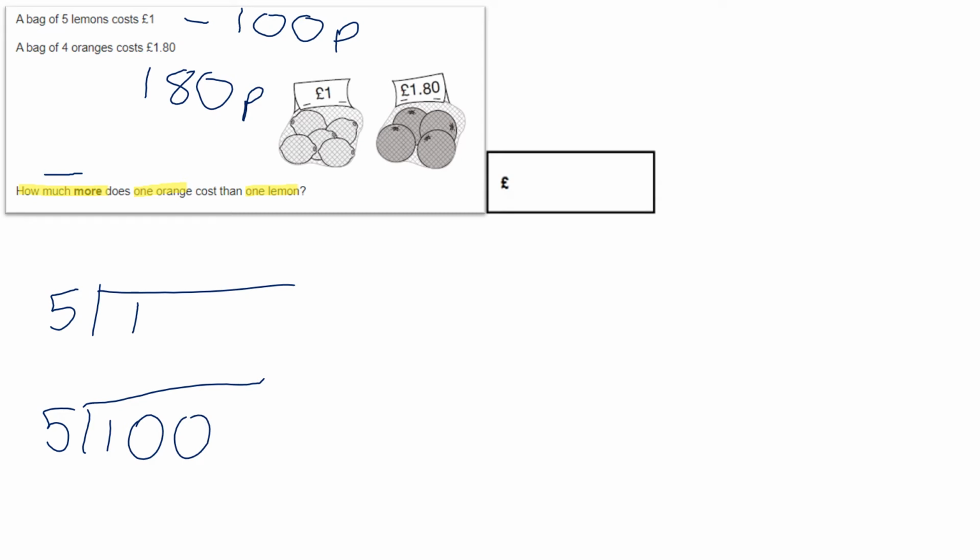Well, how many times does 5 go into 1? It is 0, carry the 1. How many times does 5 go into 10? It's obviously 2, but then we still have to say how many times does 5 go into 0, and it's 0, and that was in pence.